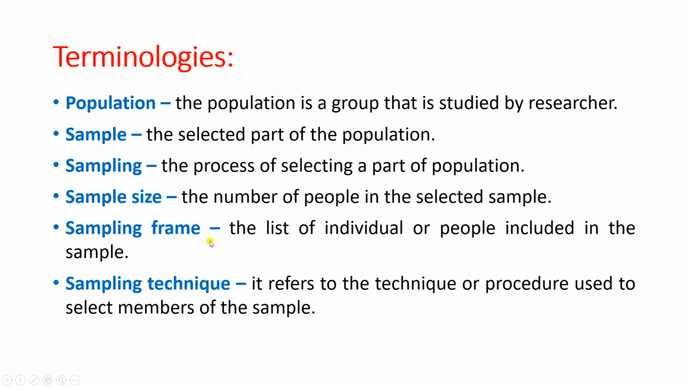What is sampling frame? The list of individuals or people included in the sample. Okay. So that means these 100 students must be given some kind of identification number or code, so that I can identify them during my study. These assigned numbers or codes will be used for each individual sample in the sampling unit.